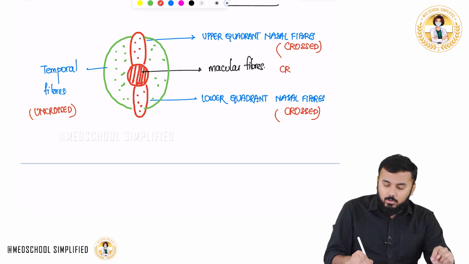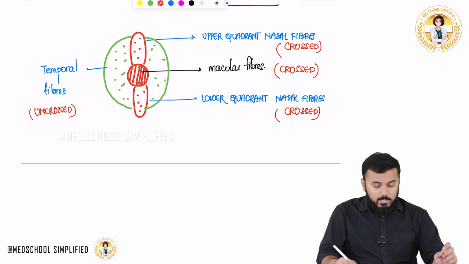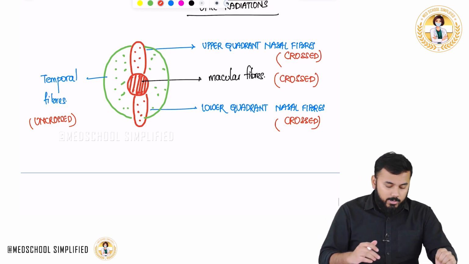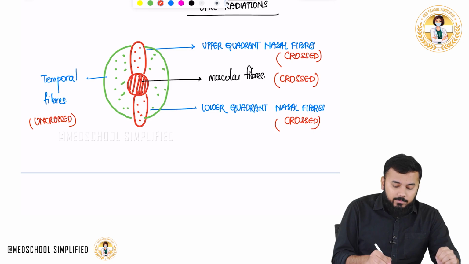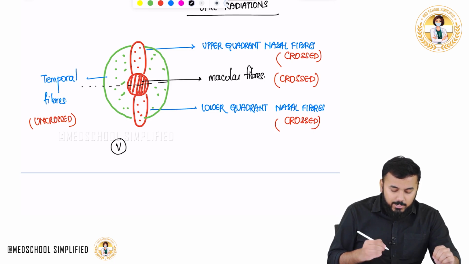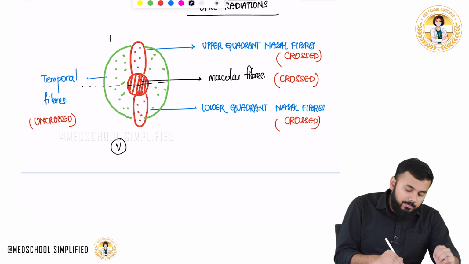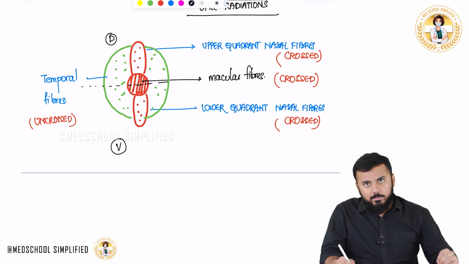Macular fibers are also crossed fibers. Next important thing. If you see this part, if I am drawing a line over here, this is called the ventral half of the optic chiasma, and this is called the dorsal half of the optic chiasma.